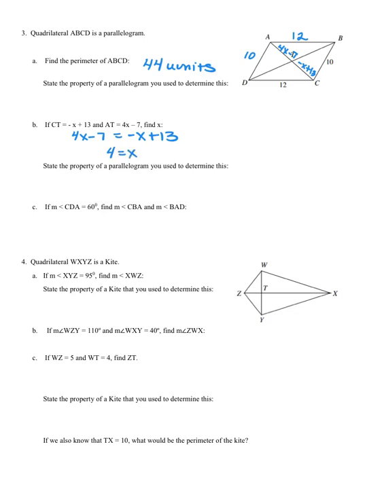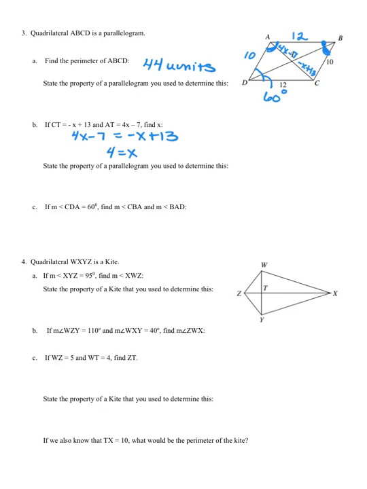Again, the property that we use is the fact that the diagonals of a parallelogram will bisect each other. And finally, we're given that the measure of angle CDA is equal to 60 degrees. So this entire angle right here is 60 degrees. We need to find the measure of angle CBA, this one up here, and also angle BAD, this one right here. So let's first start with angle CBA.